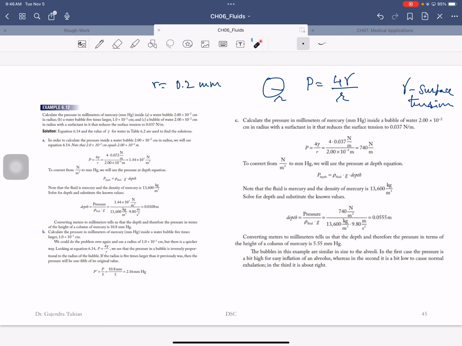Here's another bubble, a water bubble 5 times larger, 10 to the minus 1 centimeter. So the larger bubble has a radius of 1 millimeter.